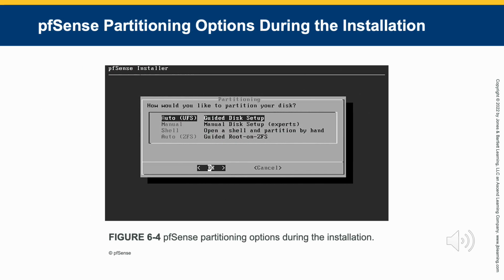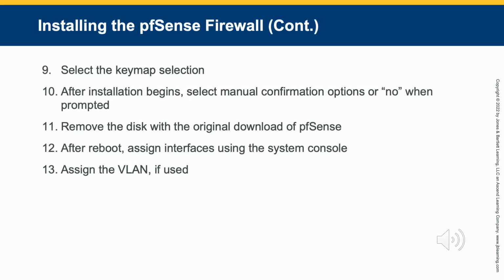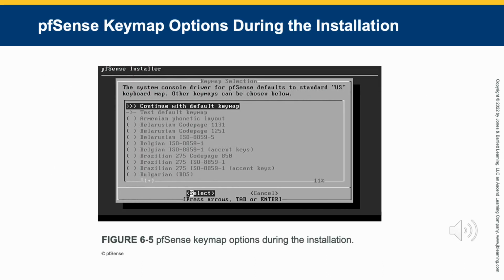pfSense partitioning options during the installation. As you can see from the screenshot, you have multiple options on how to partition the install. Continuing on, select the key map selection. After installation begins, select manual confirmation options or no when prompted. Remove the disk with the original download of pfSense. After reboot, assign interfaces using the system console. Assign the VLAN if used. In this screenshot, you can see the options for the key map during the installation process.